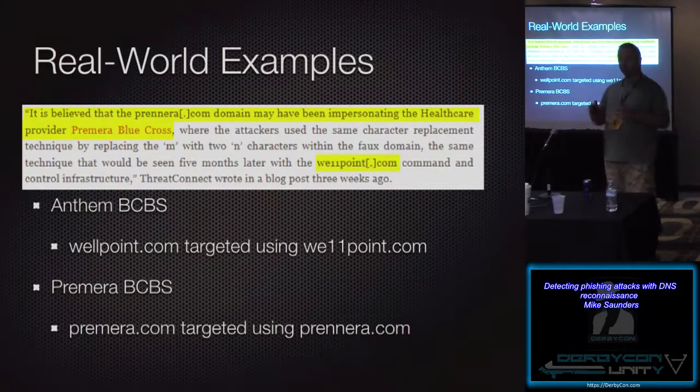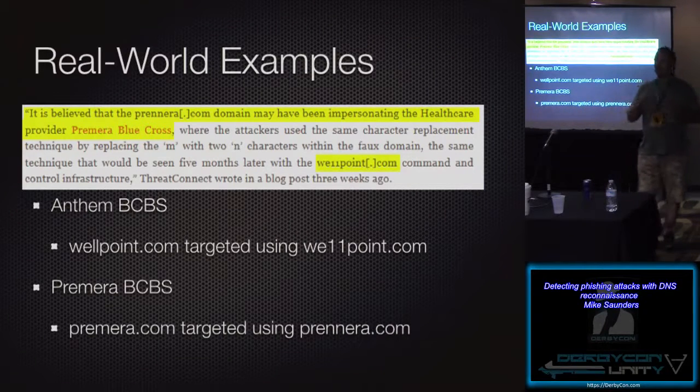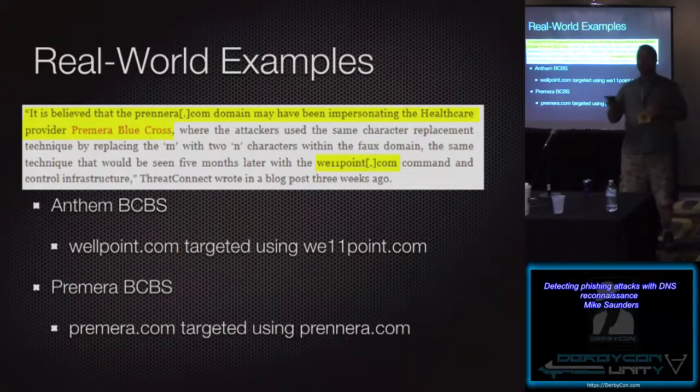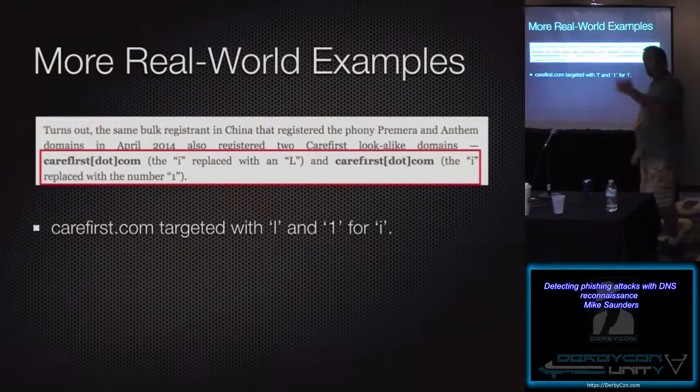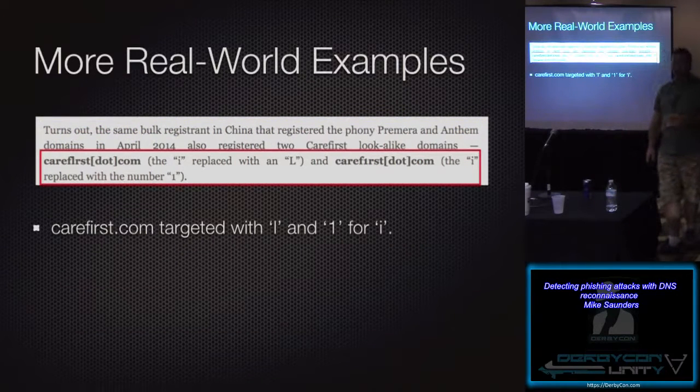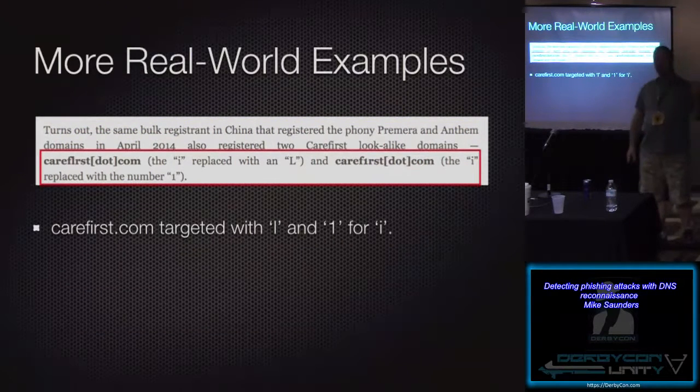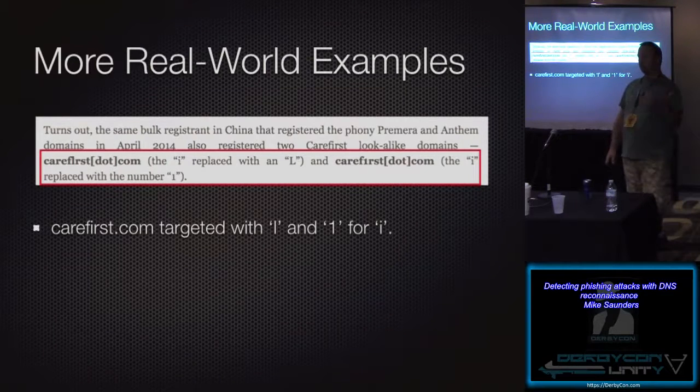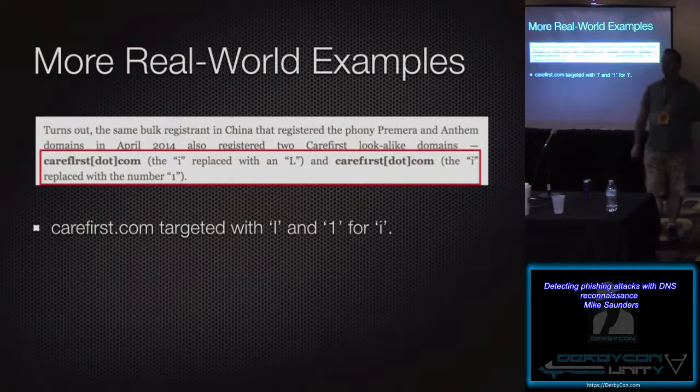And in a lot of browsers and email clients, depending on what font you're using, 2 N's look very much like a single M. More recently, Care First, another Blue Cross provider, got breached. And they had Care First with an L and Care First with a 1. Definitely happening. So these are definitely happening in the real world with real implications, right?